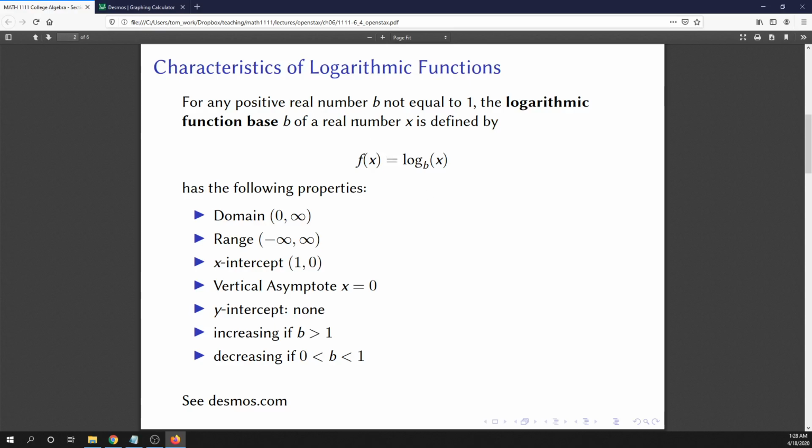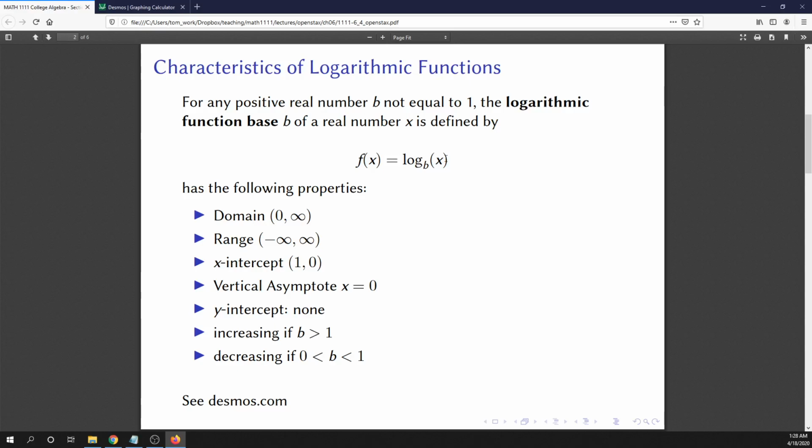So remember, the base of a logarithm has got to be a positive real number and not equal to 1. And if that's the case, then the logarithmic function base b of a real number x is defined by this. Again, in the previous videos, we talked about what this expression means and how to calculate these things both by hand when it's feasible to do that, and also with the calculator in the case of log base 10 and the natural log, which is log base e.